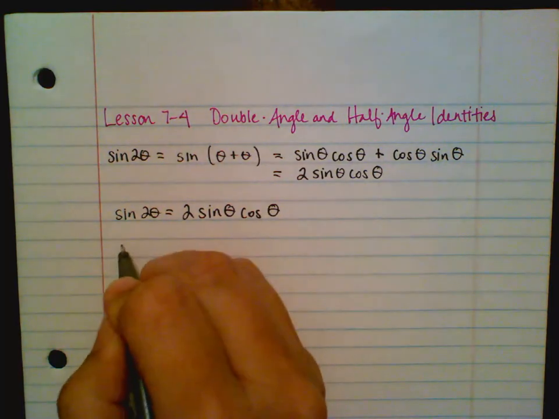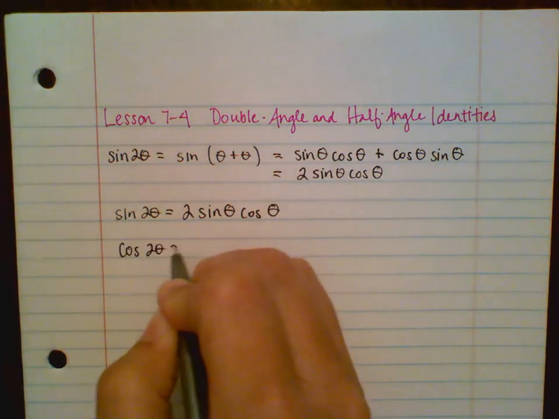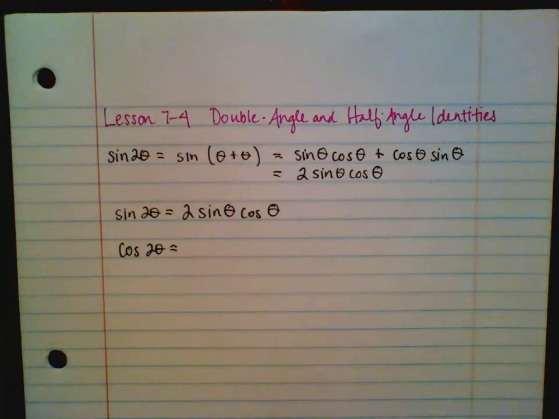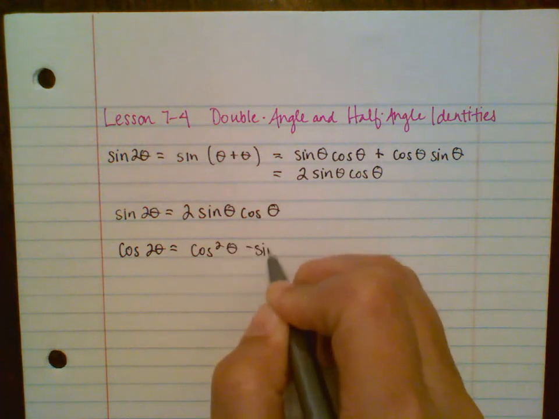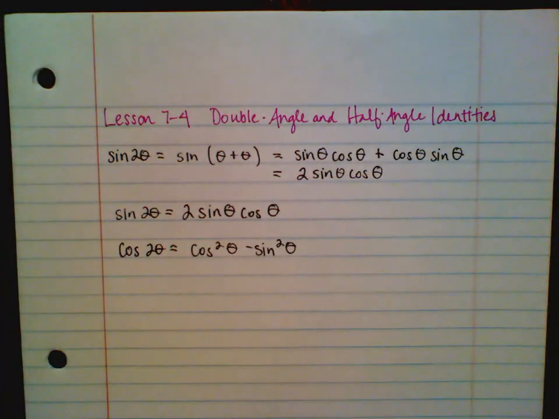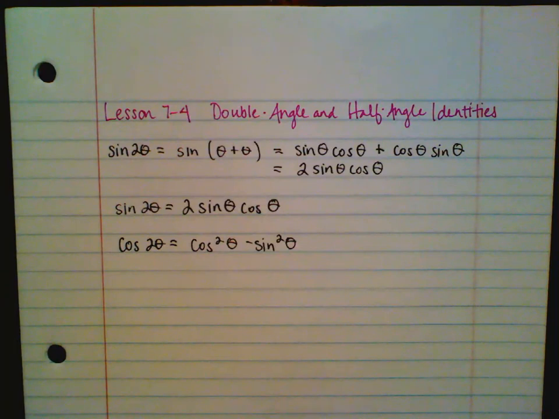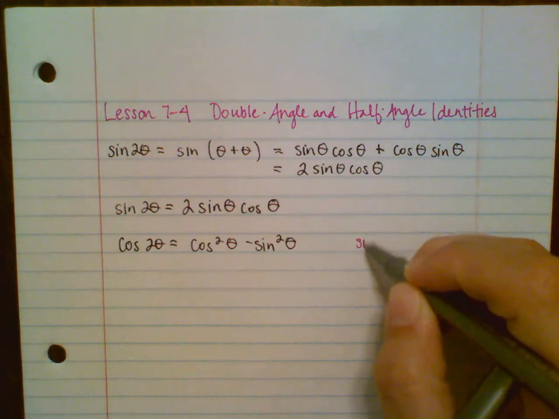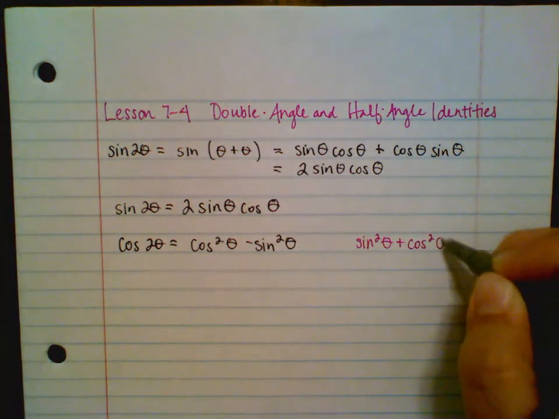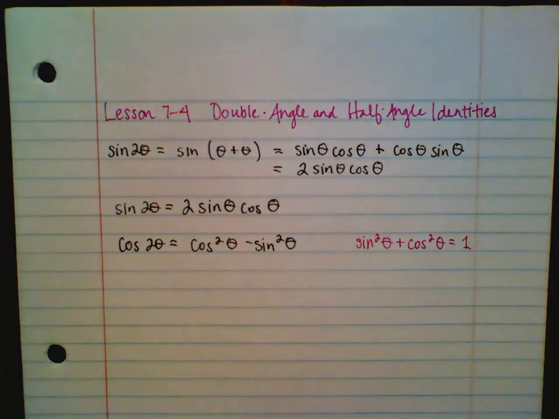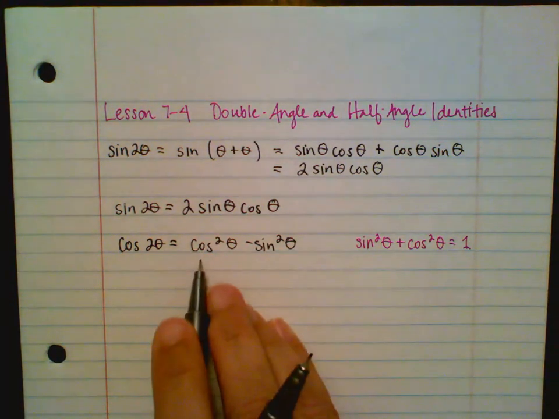Likewise, we could do the same thing for the cosine of 2 theta, but you would find that this just becomes cosine squared theta minus sine squared theta. And the reason I didn't develop this one in a similar manner is because this opens up a whole can of worms. Remember the trig identity, my favorite identity: cosine squared theta plus sine squared theta equals 1. Well, I'm going to use that here.